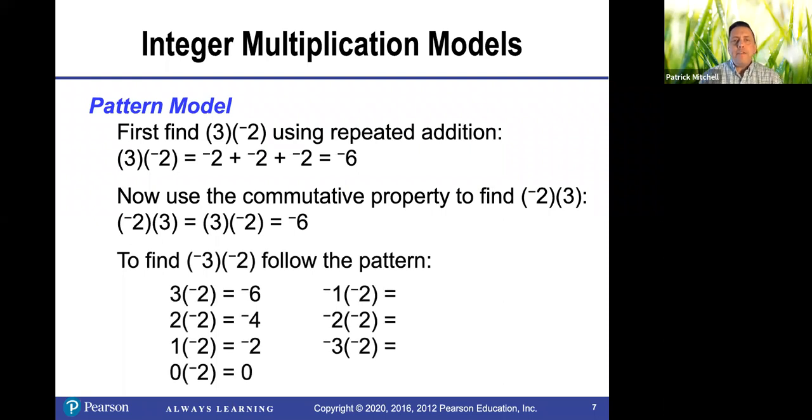And then to find -3 times -2, you can follow this pattern, starting with 3 times -2 equals -6. Gradually decrease the first number in the multiplication. 2 times -2 is -4. 1 times -2 is -2. 0 times -2 is 0. So we see that every time we decrease this number by 1, this number increases by 2. So if we follow that pattern, the next product should be positive 2, and the next one should be 4, and the last one should be 6.